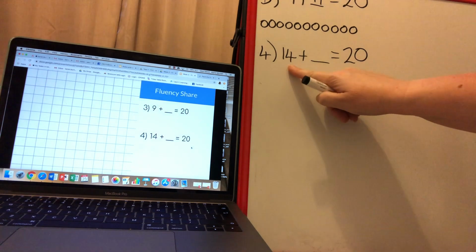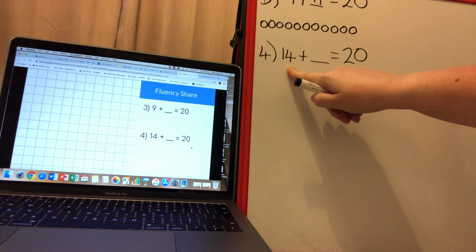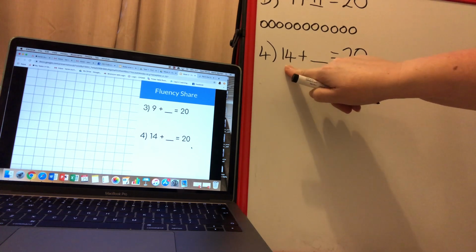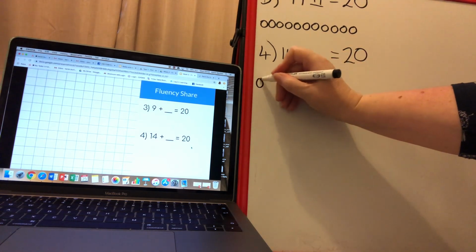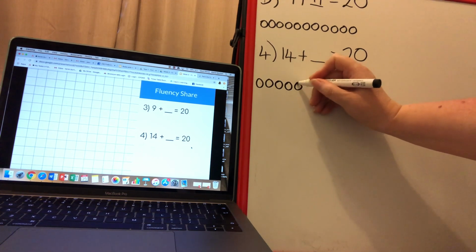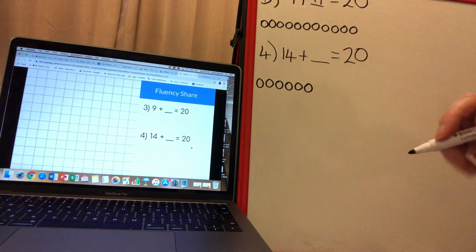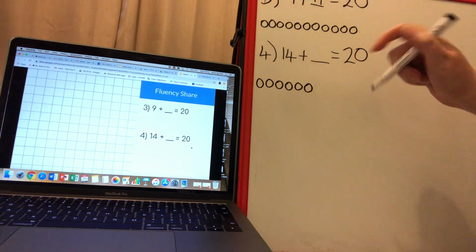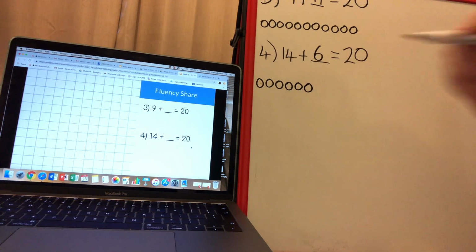Okay, I'm going to put 14 in my head and count on till I get to 20, drawing beads, a bead for each number I count on. So 14, 15, 16, 17, 18, 19, 20. I've drawn 1, 2, 3, 4, 5, 6 beads. So 14 add 6 makes 20.